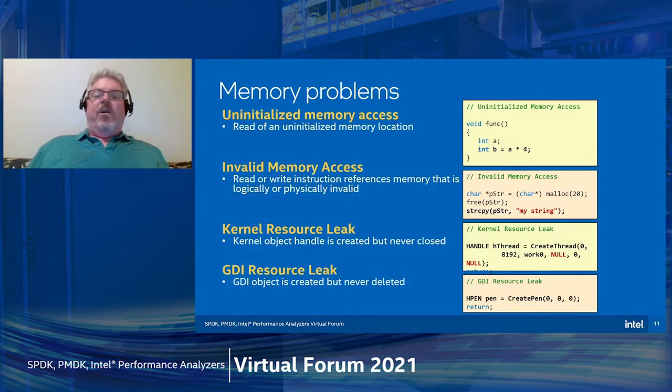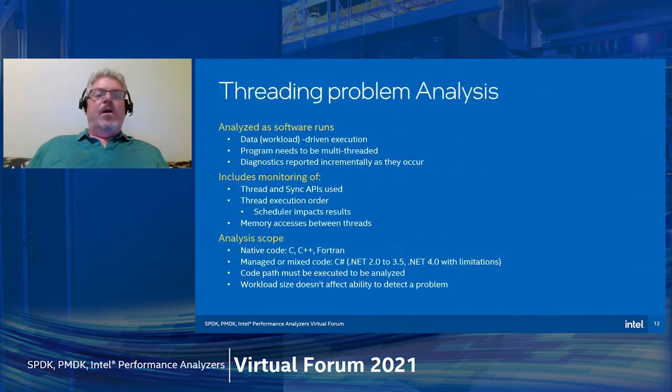Another problem is uninitialized memory access. In this case, we have our variable A, which we're declaring, but we're never initializing. The second problem is invalid memory access. In this case, we're trying to reference memory that is not legal memory. We're allocating some memory, but then we're freeing it. But after we're freeing the memory, we're trying to use that memory, which is illegal. Next problem, kernel resource leak. And finally, GDI resource leak.